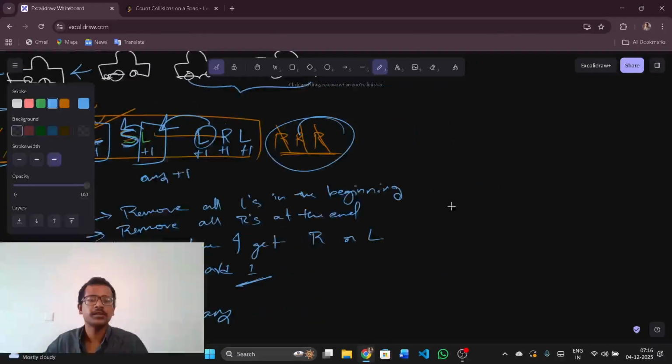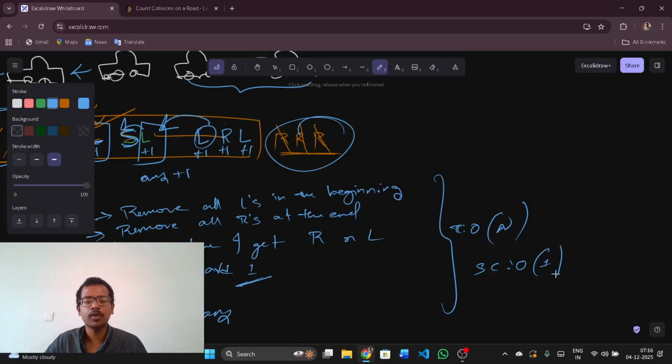So what is the time complexity actually? It is O of n, and the space complexity, we are not using any array or any data structure, so it will be O of 1.